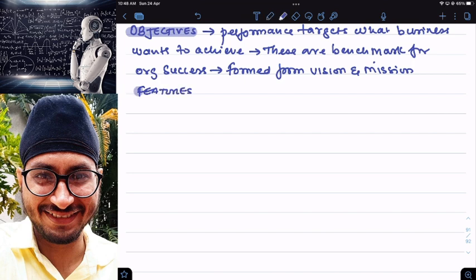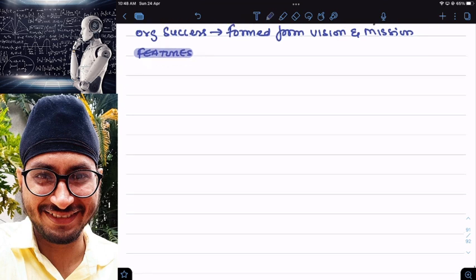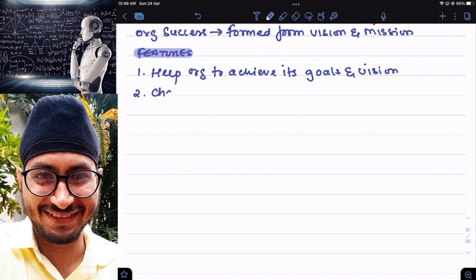Features of objectives. Feature number 1: the objective should help the organization to achieve its goals and vision. If my objective is unable to help me in achieving my goals and vision, then it is a useless objective. Number 2: the objective should be challenging. Plus, as I already told you, an objective should have a time frame.